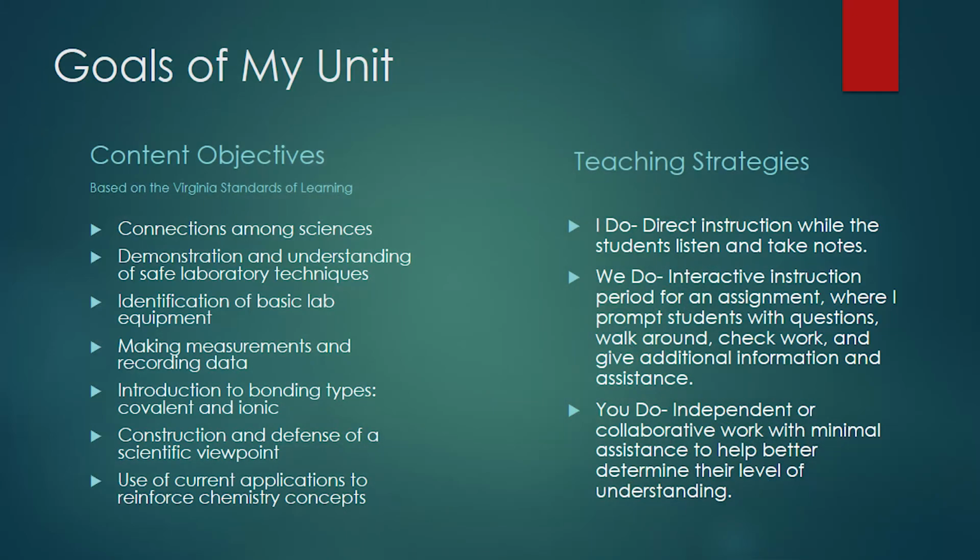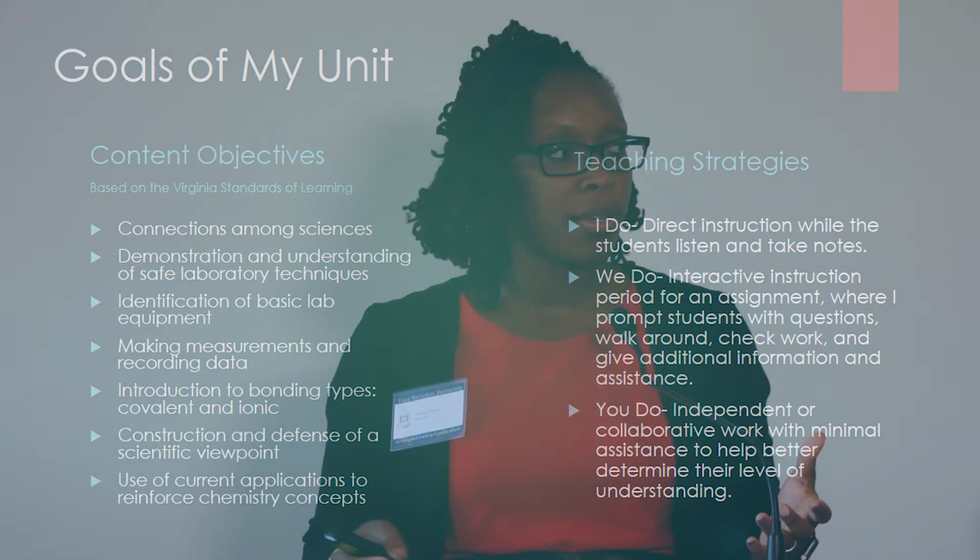So some of the teaching strategies that I included, one of the big ones is an I do, we do, they do type of model. With the I do, I'm doing most of the direct instruction. With the we do, I'm giving a lot of guided instruction. So they're working on something, I'm walking around, I'm helping them. And then the you do, or they do, is more independent work. I really want to see minimum help from me. I really want to see what they know.